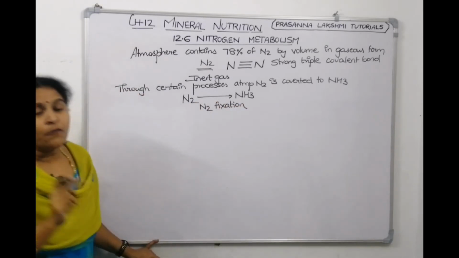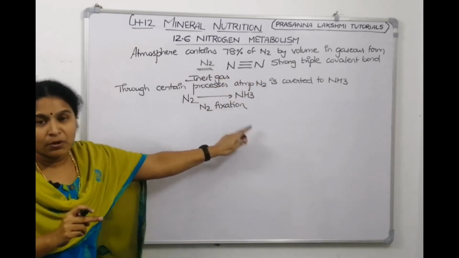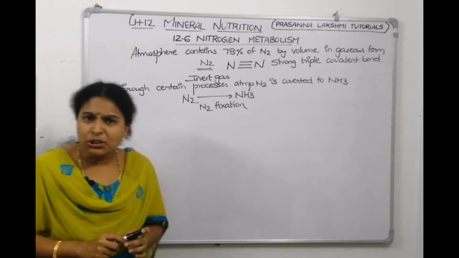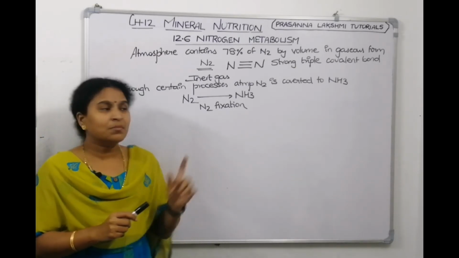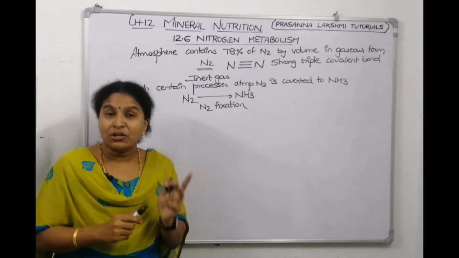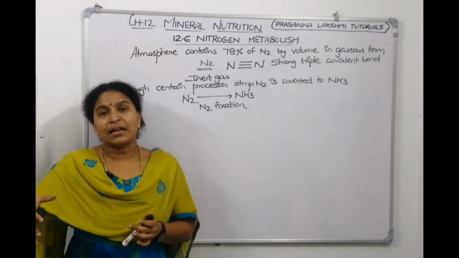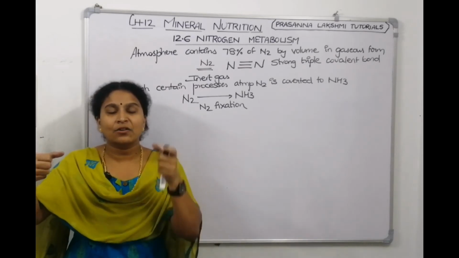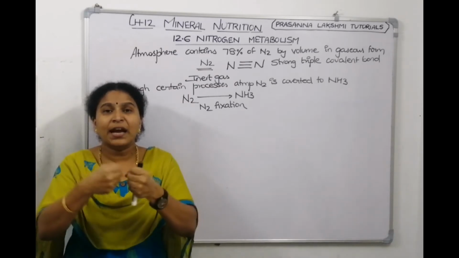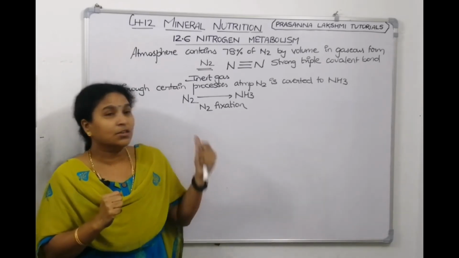The process of conversion of inert nitrogen gas into ammonia is called nitrogen fixation. Now, if biological organisms like microorganisms are involved in converting this nitrogen to ammonia, then that's called biological nitrogen fixation. If it is an industrial process where we take nitrogen gas and a hydrogen gas cylinder, at very high temperature and very high pressure, when you fuse them, we get ammonia. That is industrial nitrogen fixation.